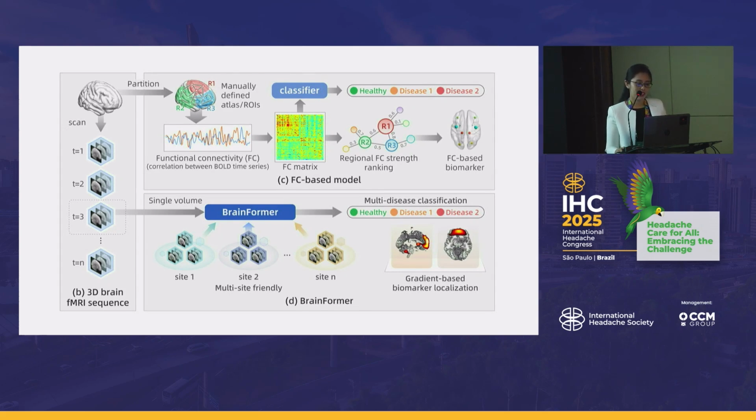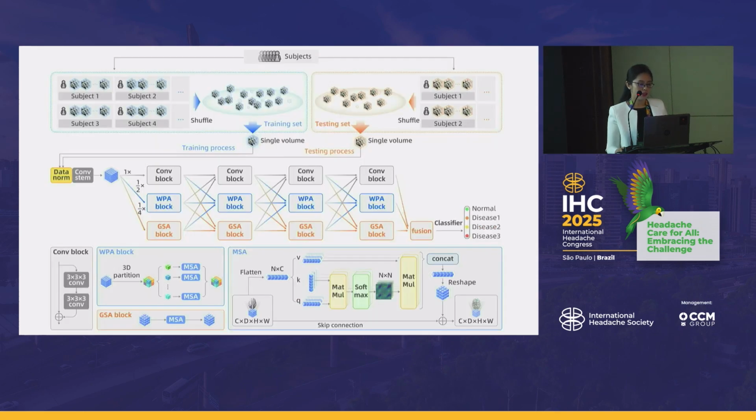Now, in our study, we propose a deep model, and we name it BrainFormer. Our model computes directly on single-volume fMRI data for migraine classification. It can enlarge the sample size for training, and the point of peak response can be directly localized on the fMRI volumes. So next, I will briefly introduce the basic structure of our model, how it works, how we evaluate its performance, and what we can get from this model.